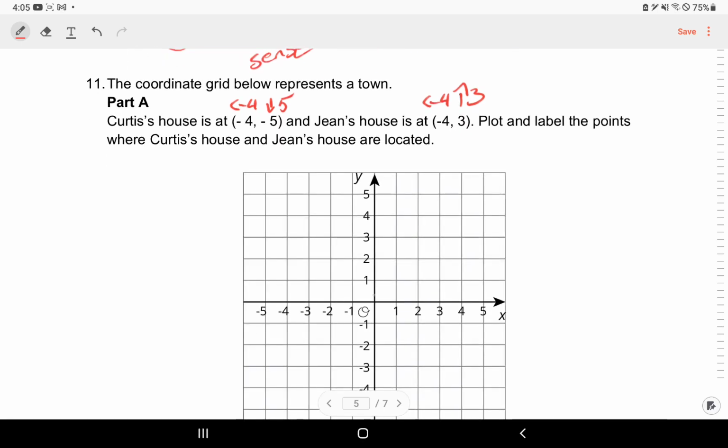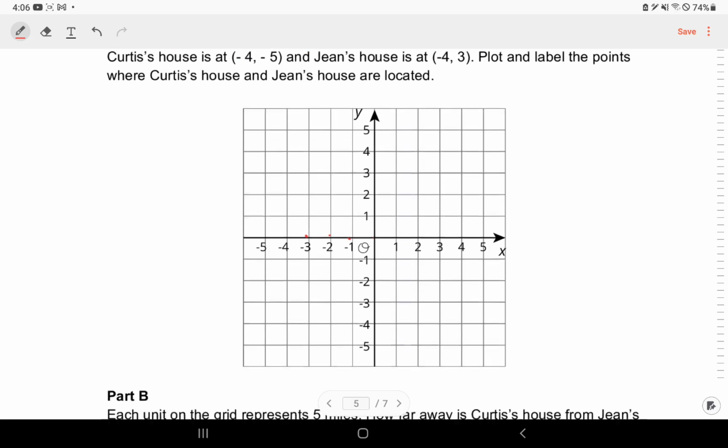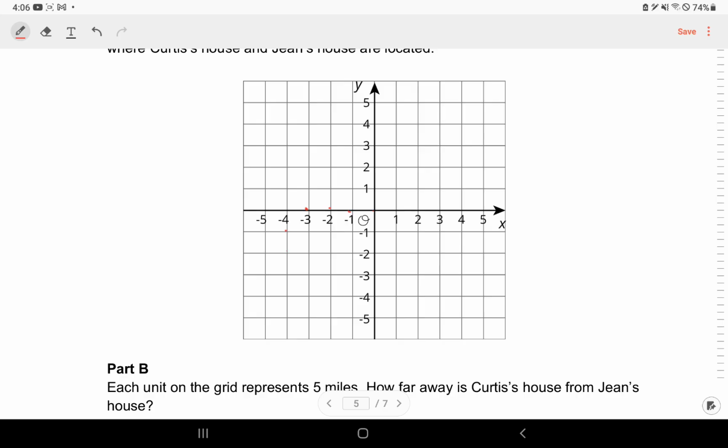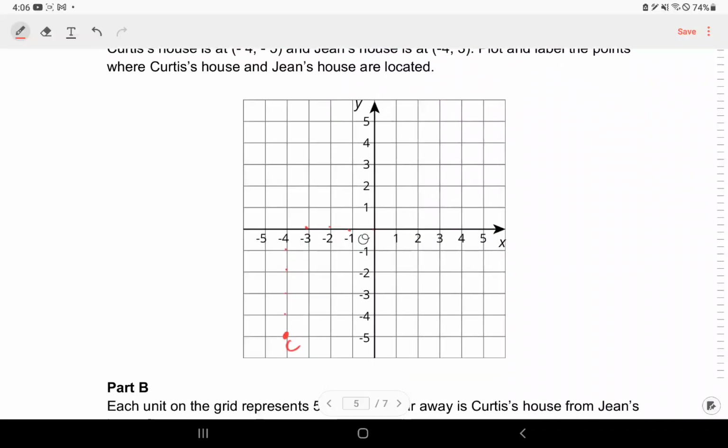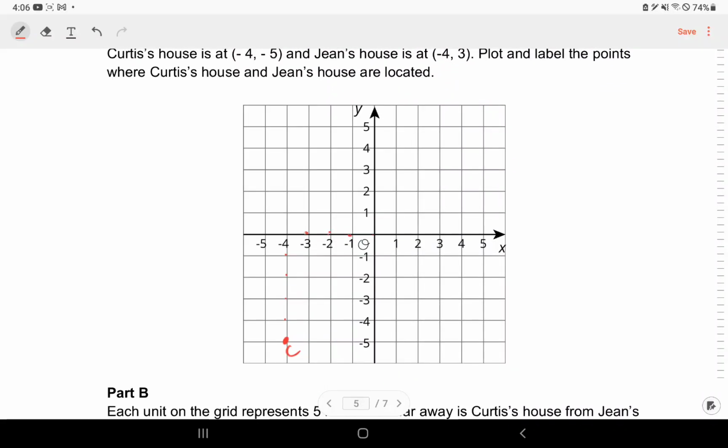So we start at 0, 0, and we go 1, 2, 3, 4. 1, 2, 3, 4, 5. And there's Curtis's house. Then we go left 4 and up 3. So 1, 2, 3, 4, 1, 2, 3. And there's Gene's house.